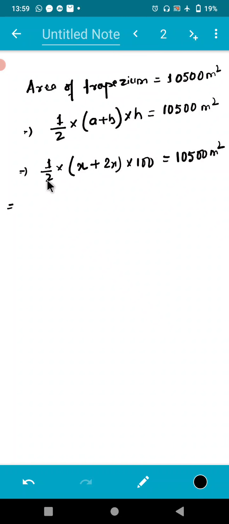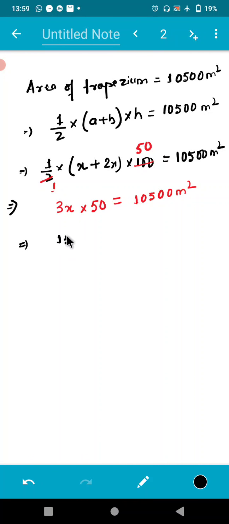Now try to solve this. We can easily reduce this 100 with this 2, so we get 2 ones are 2, 2 50s are 100, and if we solve this bracket, we get 3x into 50, and this would be equal to 10500 meter square. Now we multiply 3x into 50 and get 150x, which is equal to 10500.